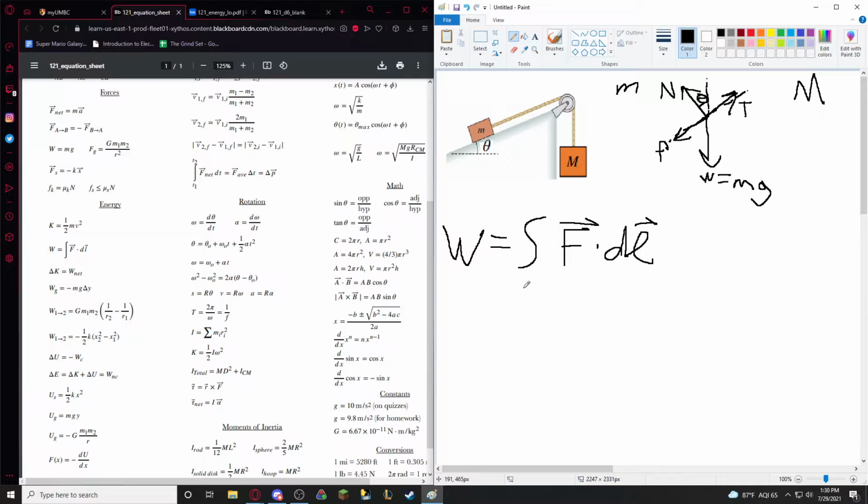What does work do? It moves an object. Not necessarily just moves an object. The force moves the object, and the force does work. What happens to the object when work is done on it? It gains energy. Exactly. It gains energy.